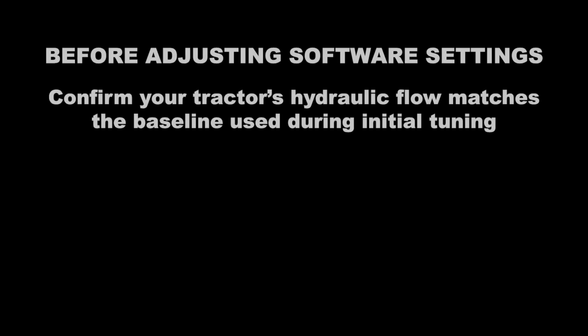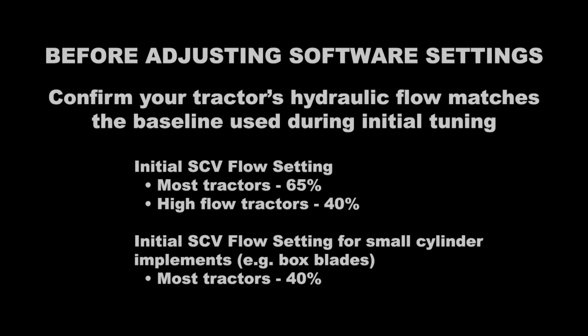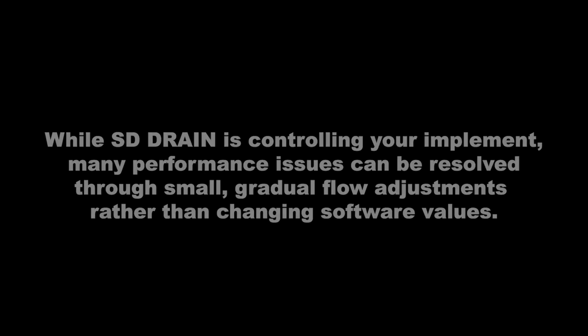Before adjusting any software settings, first confirm your tractor's hydraulic flow matches the baseline used during initial tuning. The recommended initial SCV flow for most tractors is 65%, 40% for high-flow tractors. If you are using a small cylinder implement, a lower value will be required. If flow settings are incorrect, you may experience poor response, inconsistent depth control, or unreliable performance.